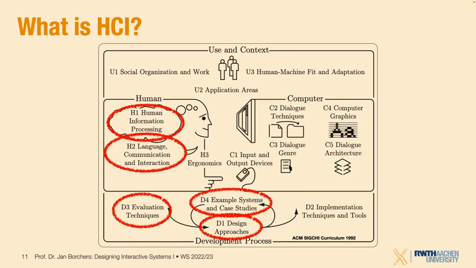So what I'm trying to show you here is this is HCI as a discipline, okay? And the red circles here indicate the stuff that we're covering actually in DIS1 in this class. This right part here, implementation techniques and tools, dialog techniques, dialog genre, dialog architecture, input, output, device technology, that's all something we will be covering in a follow-up class, Designing Interactive Systems 2, surprisingly.